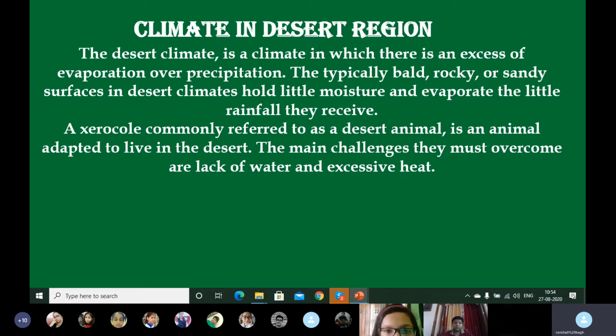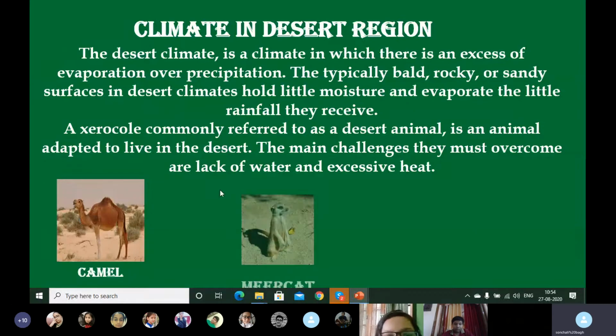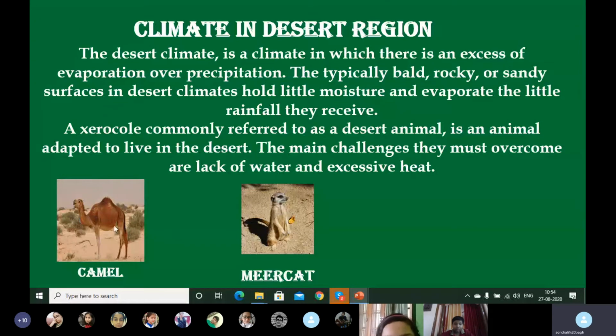Can you tell me some examples of desert animals or xerocole animals? Camel. Any other? Lizard. Right. Snake. Right. But snakes can be seen in desert areas and also in other areas. These two animals are only found in desert areas, that is camel and meerkat. The rest of the animals are correct, but they can be found in other areas also. Understood?